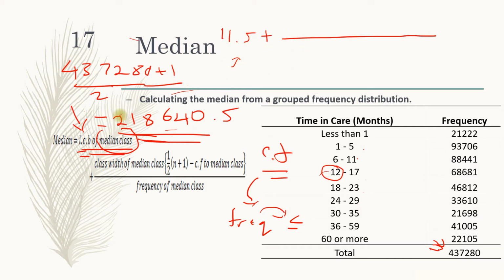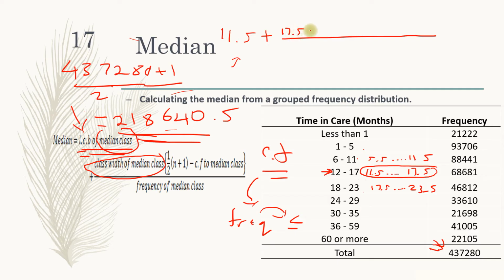And then it says the class width of the median class. The class width of the median class is what? Remember that when you have converted, it is 11.5 but under 17.5, 17.5 but under 23.5, and it goes on like that, 5.5 but under 11.5. Now, we are interested in this, okay? Don't forget, you are not looking at the discrete case. You are looking at the continuous case. So the class width of the median class is what? 17.5 subtract 11.5, into half, according to the formula, of n. N is the total frequency here. Okay? Plus 1.